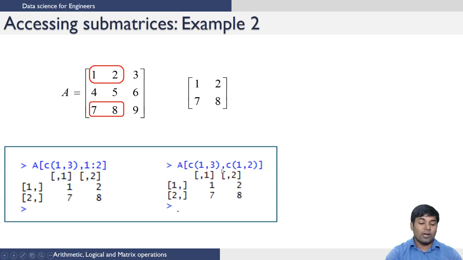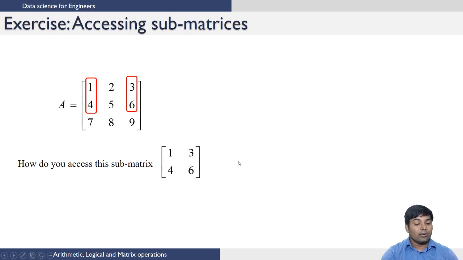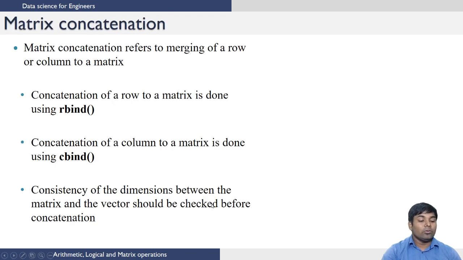You can use C of 1 comma 3 and C of 1 comma 2, which gives you the desired result. You can try this as an exercise for accessing the submatrices. Next, we move on to another important operation on matrices, which is matrix concatenation. Matrix concatenation refers to merging of rows or columns to an existing matrix.